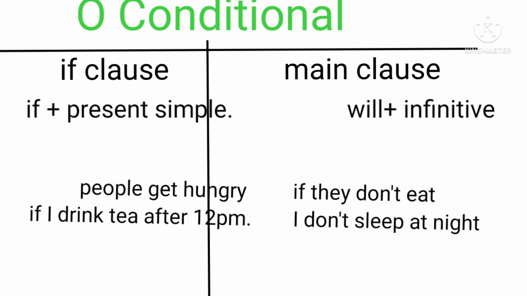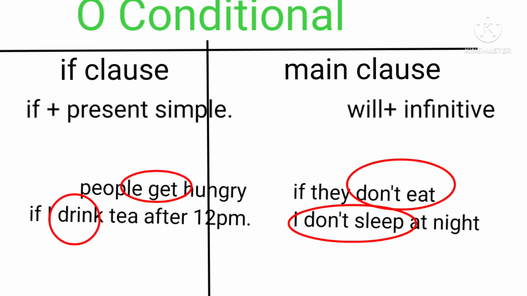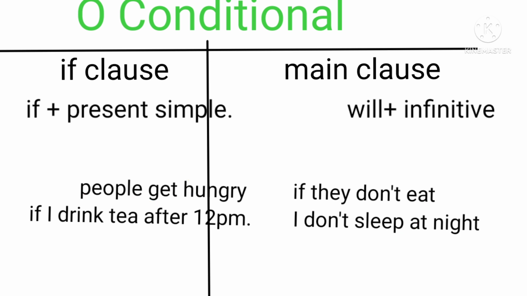Let's get some examples. People get hungry if they don't eat. If I drink tea after 12 p.m., I don't sleep at night. If I am tired, I go to bed early. So the zero conditional is very good for expressing things that are always true, things that never really change.